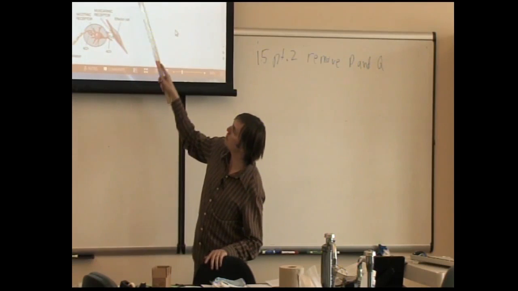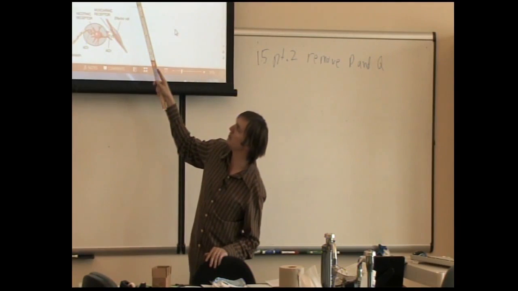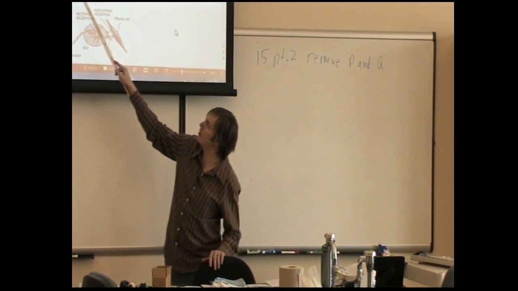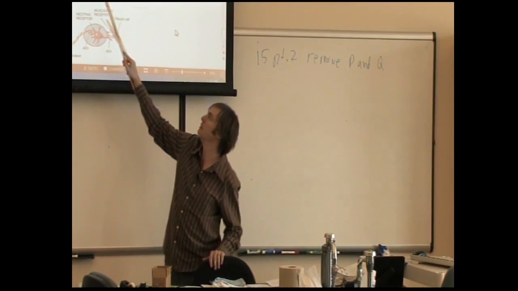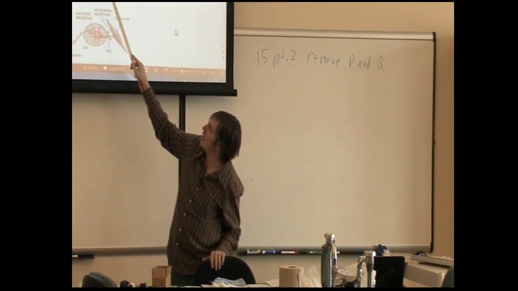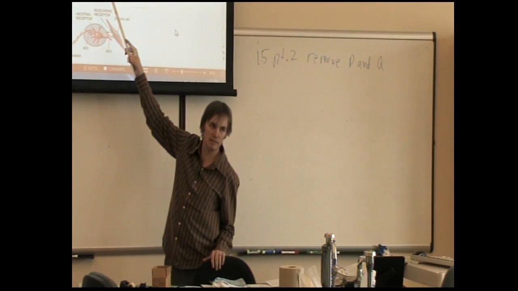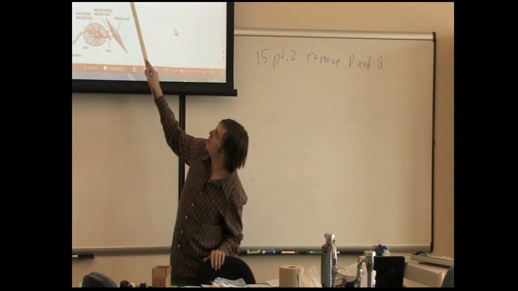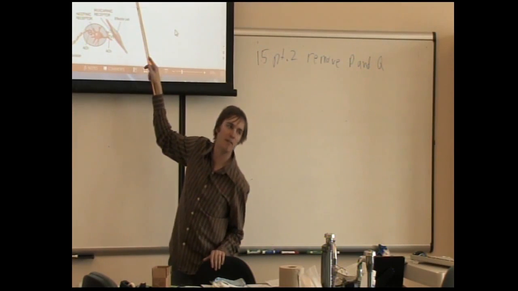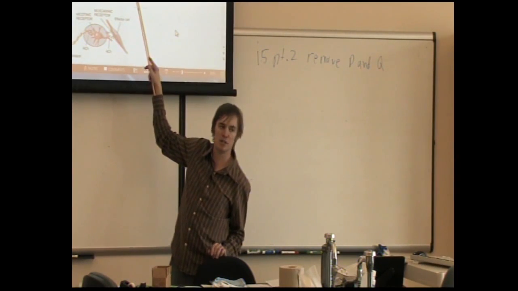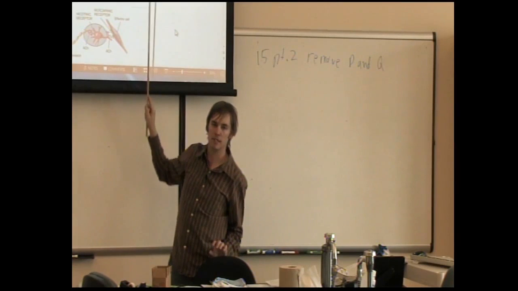So the first one at the top is the sympathetic, and the preganglionic neuron sends out ACH. That's the neurotransmitter. And then the postganglionic has a nicotinic receptor. And then the postganglionic sends out norepinephrine, and the effector cell has an adrenergic receptor. That's sympathetic.